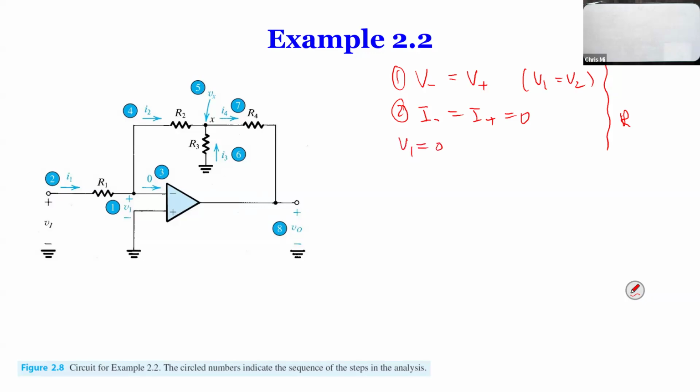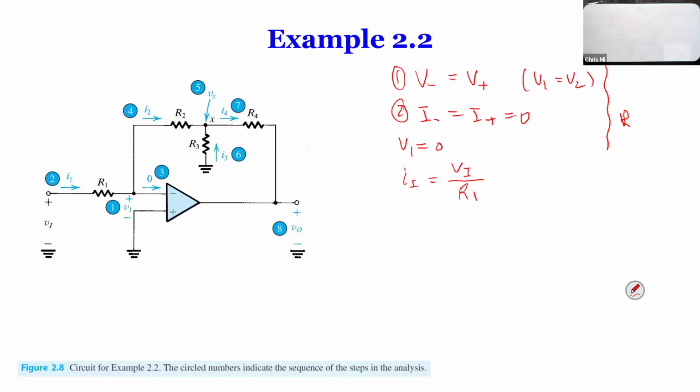Vi is 0. That's what we find out. So I1 is going to be Vi over R1. So we find this one, right? We find I1 easily because the inverting terminal voltage is the same as the non-inverting terminal, which is 0. And we use Vi minus 0 divided by the resistance on the branch, we get the current.